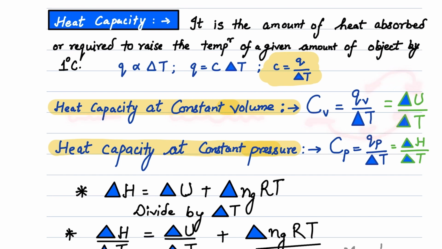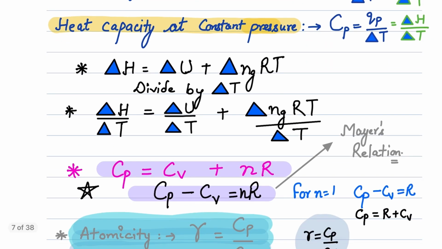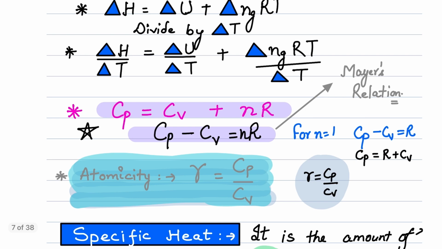The second is heat capacity at a constant pressure. This is Cp. Cp becomes equal to Qp by delta T, and Qp we know that it is equal to delta H. So, Cp becomes equal to delta H by delta T. Now, let us derive an important expression.